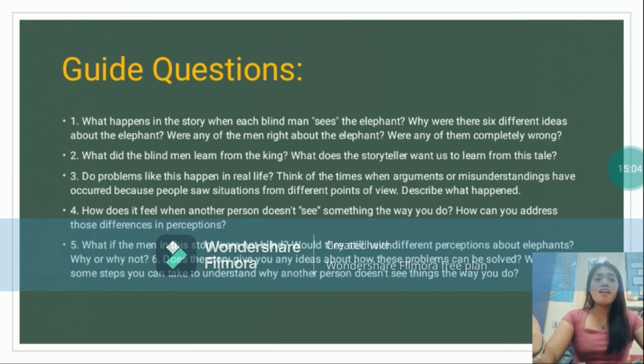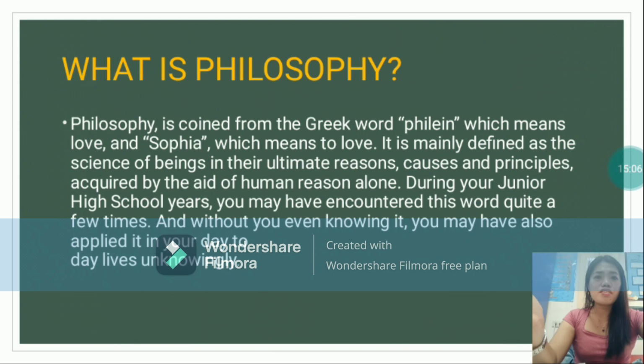Now, let us discuss what philosophy is. Last time I introduced to you the term philosophy: the science that inquires into the ultimate cause and principle of all things using human reason alone. And there was a contemporary philosopher by the name of Karl Jaspers. He said that philosophy is a discipline in which questions are more important than answers, and in which answers pave the way for other questions.